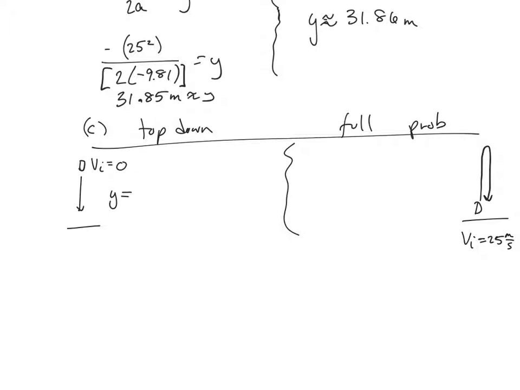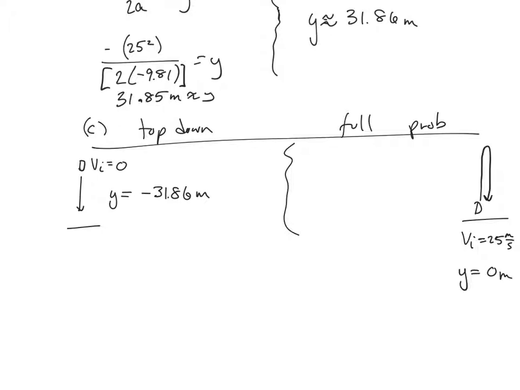What's the displacement? Will? 31.86. It's going down, Will. Negative 31. Very good. How about for the full problem? If I start on the ground and end on the ground, for the right side, right now we're on the right side, what's my vertical displacement? 0.